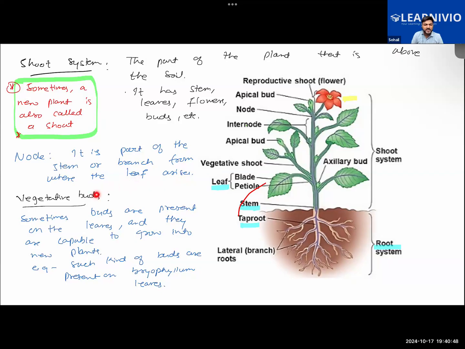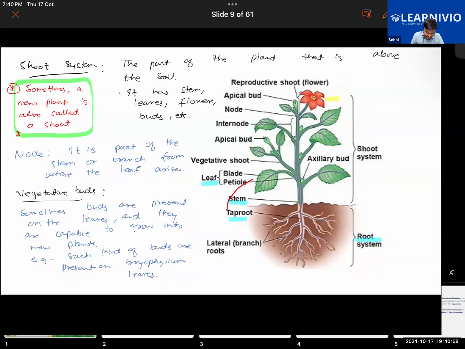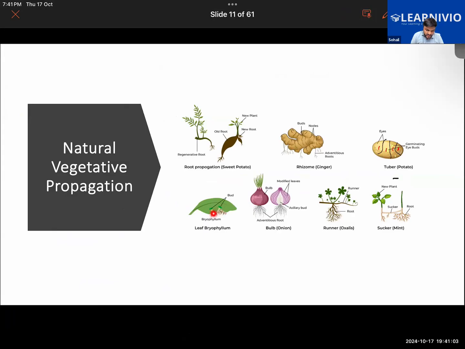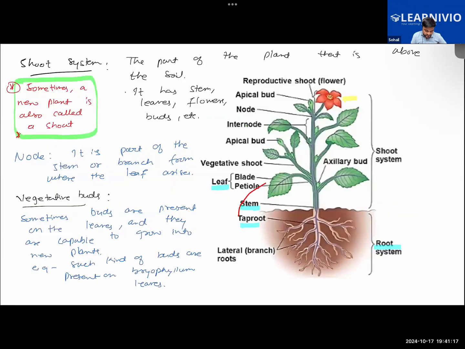Further, we learned about the concept of vegetative buds. So vegetative buds are sometimes present on the surfaces of the leaf, on the margins of the leaf, as in the case of the bryophyllum leaf. Buds grow on the margin, on the edges of the leaf, and they are called vegetative buds. Remember the vegetative part of the plant? So here it is the vegetative bud from which a new plant will be growing out. So those are the things which we have learned.